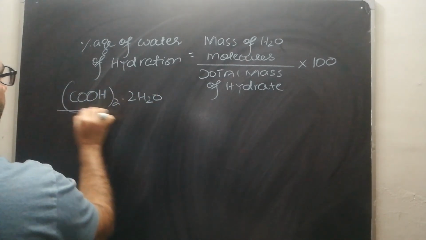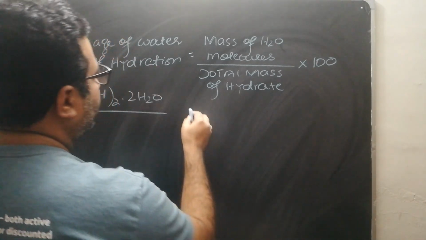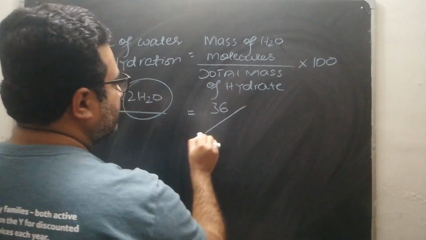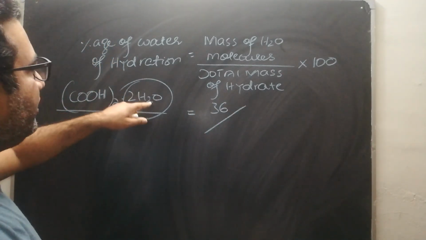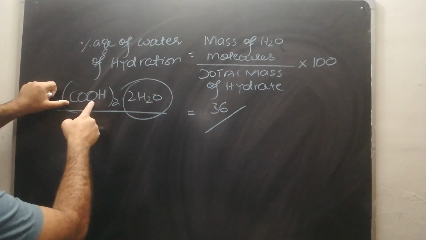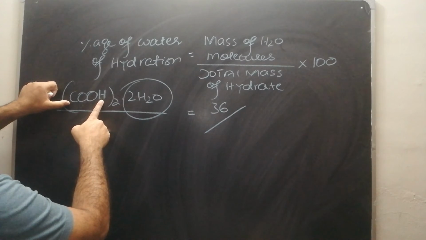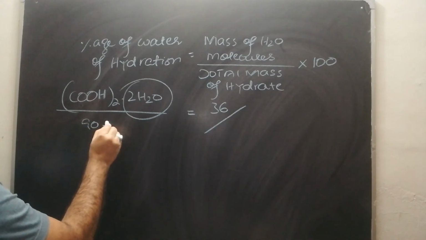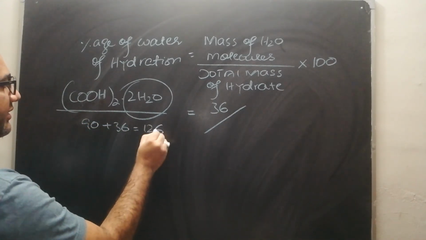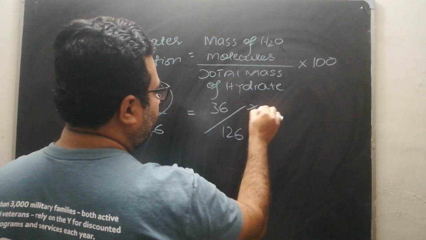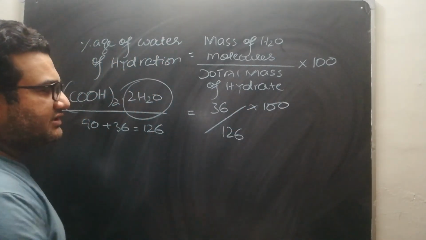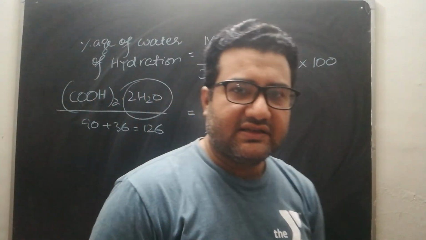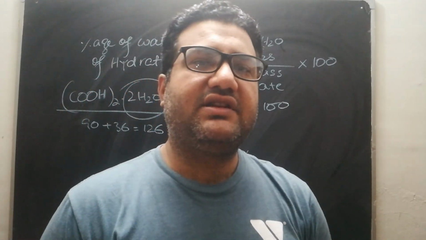Just like in case of oxalic acid, what should be the percentage of water of hydration? Mass of water, because two water molecules are attached, so that will be 36, divided by the total mass of this hydrate. 12 plus 32, 44 plus 1, 45 multiplied by 2, 90 plus 36, 126, multiplied by 100. So simply solve it, whatever the answer will be, that will be the percentage of water of crystallization. So this is a way how you can find the percentage of the water of hydration.